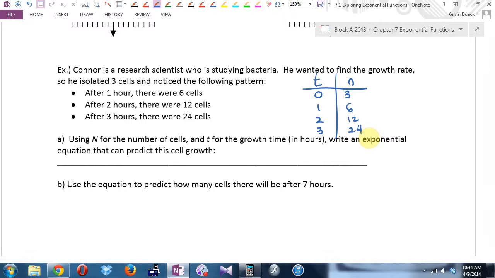So I said, using N for the number of cells and T for the growth time in hours, write an exponential equation that can predict this. I'm going to give you a hint: the T is going to be an exponent. And I always pause because I'm always curious. Every once in a while, I have a kid who figures this out. Can you come up with an equation so that when I put a 0 in, I get 3 for an answer? When I put a 1 in, it gives me 6. When I put a 2 in, it gives me 12. When I put a 3 in, the answer is 24. When I put a 4 in, the answer is 48. If I give you the hint that the T is an exponent.